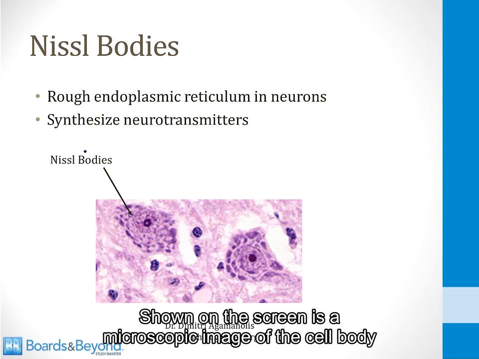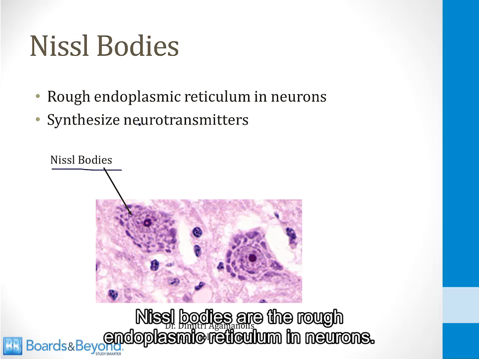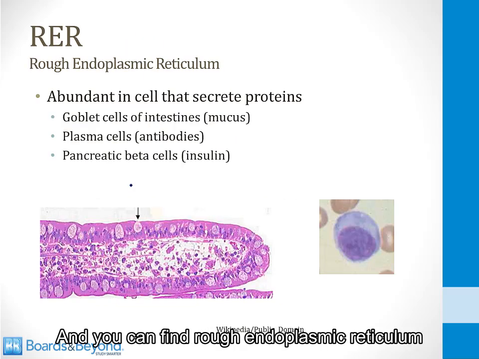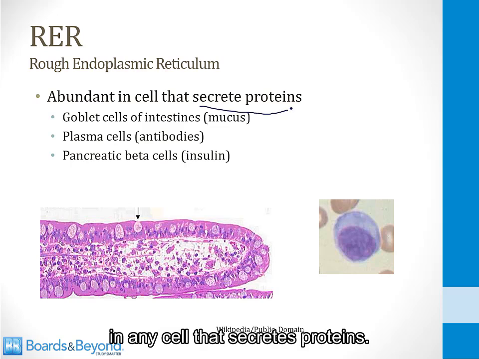Shown on the screen is a microscopic image of the cell body of a neuron, and the purple things inside the cell are called Nissl bodies. Nissl bodies are the rough endoplasmic reticulum in neurons, and their role is to synthesize protein neurotransmitters. And you can find rough endoplasmic reticulum in many other cell types. This type of endoplasmic reticulum is especially abundant in any cell that secretes proteins.